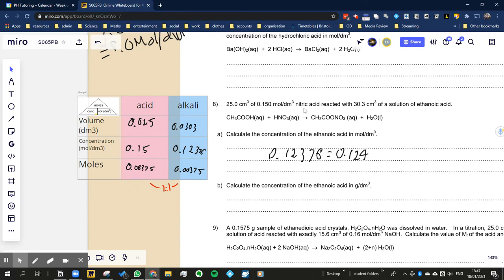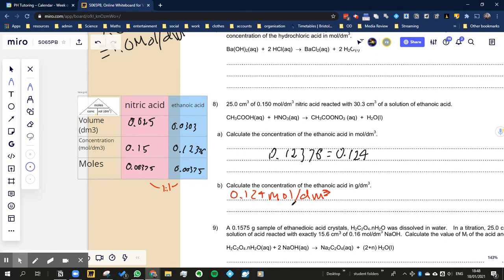Oh, okay. We've got an acid reacting with an acid this time. I see. Okay. Of the ethanoic acid, right. So we've got the concentration of the ethanoic acid to be basically 0.124, we'll say. So let's write that down. 0.124 moles per decimeter cubed. So that means that in 1 decimeter cubed, I would get 0.124 moles.